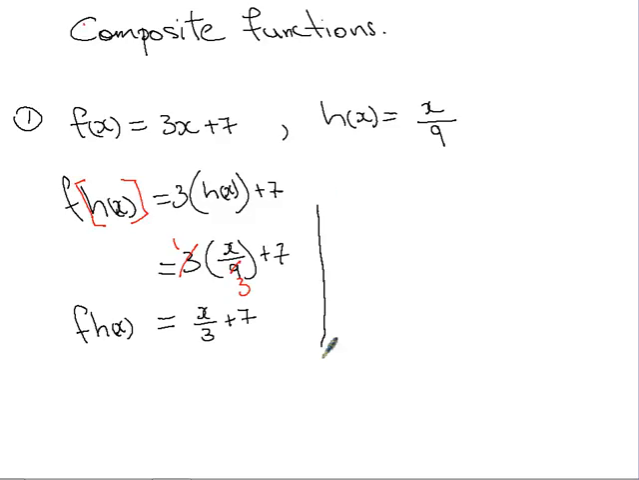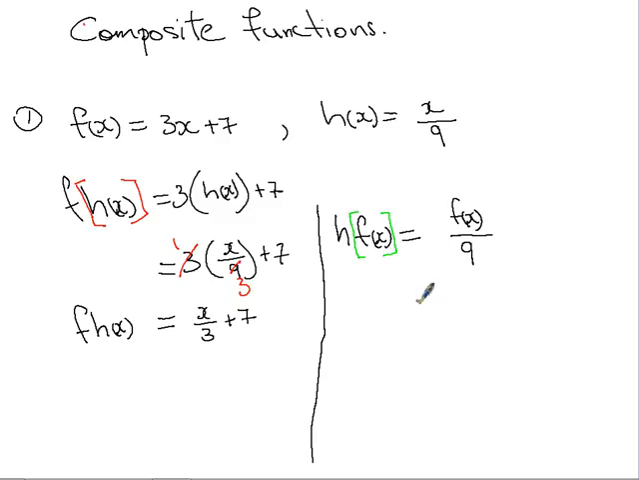Now let us find h of f of x and see. If you want h of f of x, it means that you're going to put f of x into h of x. So h of x is x over 9. So h of f of x is going to be f of x over 9. See, I replace the x with the function because I'm putting the entire function into h now.